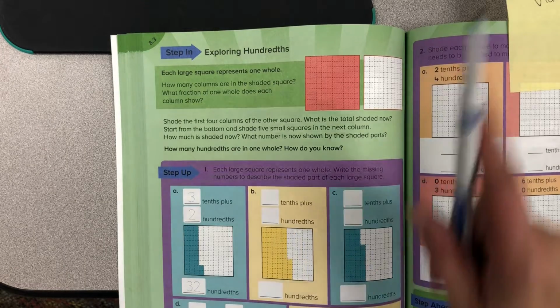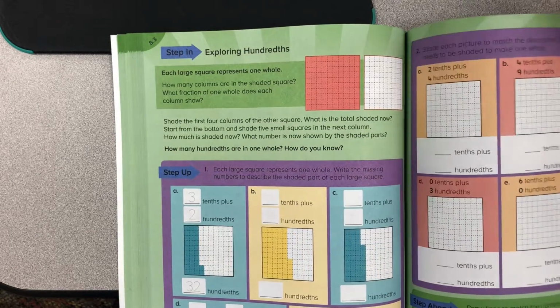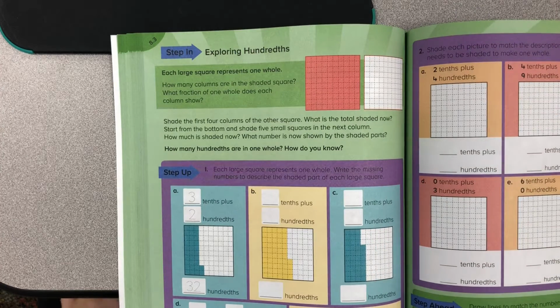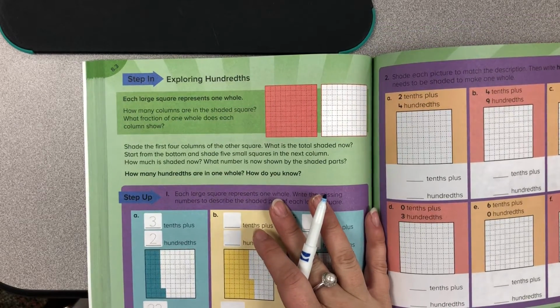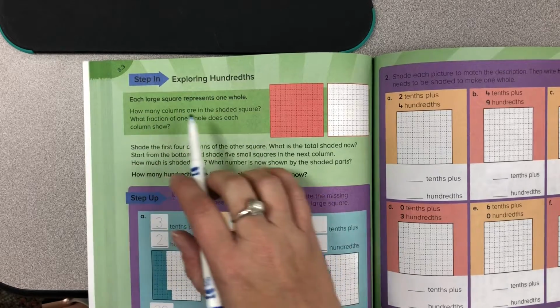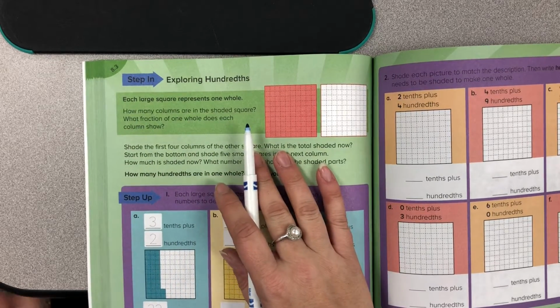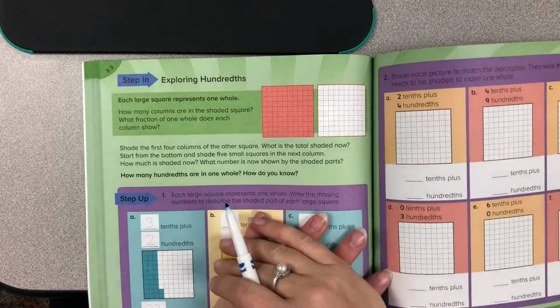Okay guys, so for today's lesson we don't have a journal entry, but I do need you to follow along in the book with any examples I do here, please. Okay, so the step in. This is exploring hundredths. So each large square represents one whole. Okay, so each of these are a whole.